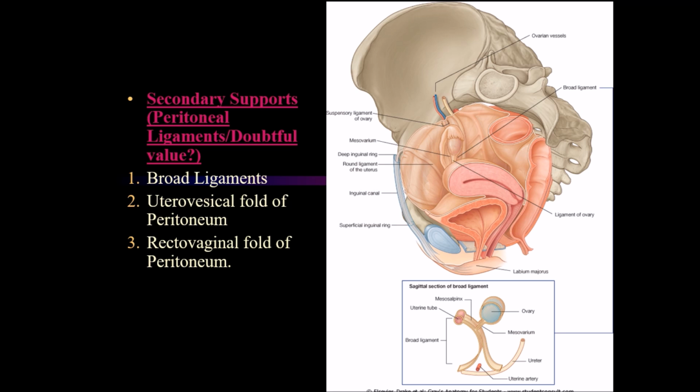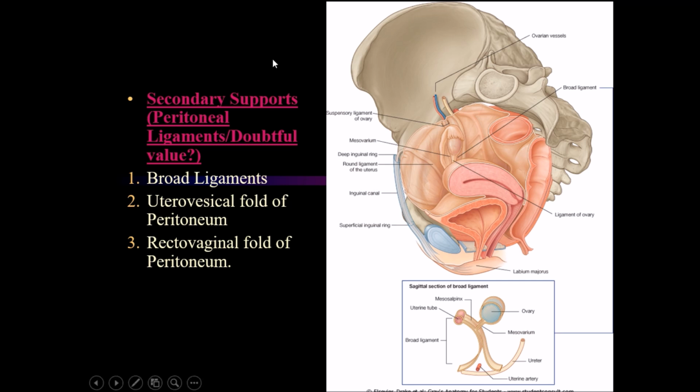Apart from that, there are also secondary supports. These are nothing but the peritoneal folds. As you know, peritoneum is a very thin membranous structure, so it cannot hold the uterus, especially during pregnancy, when it expands to such a large extent. At that time, the thin peritoneal fold cannot help in supporting the uterus.